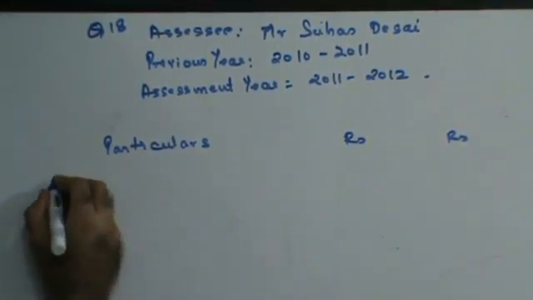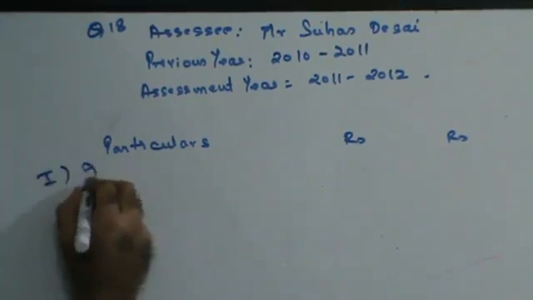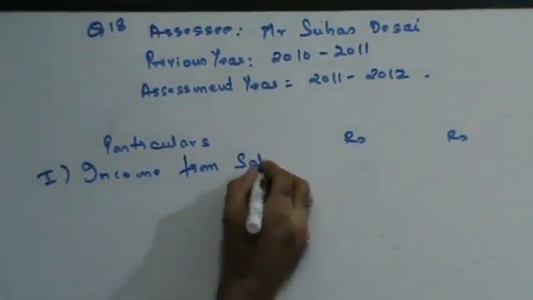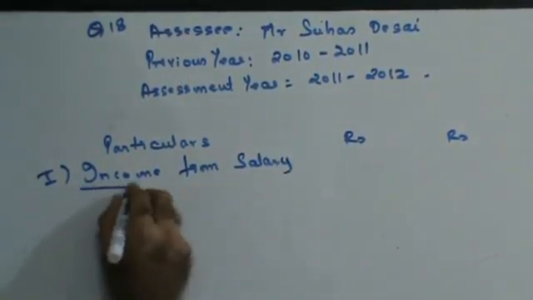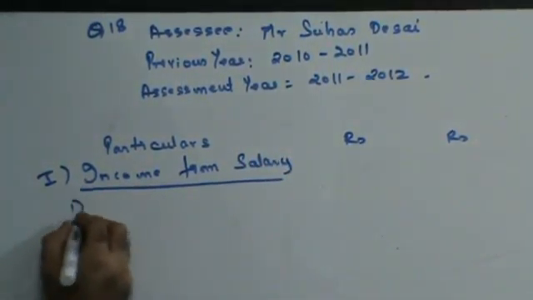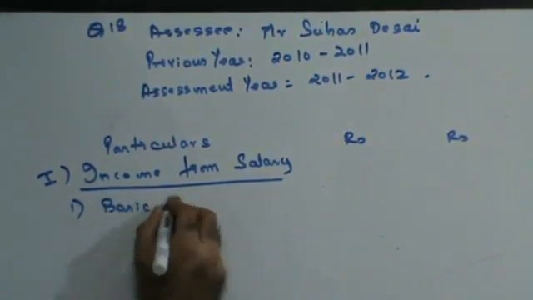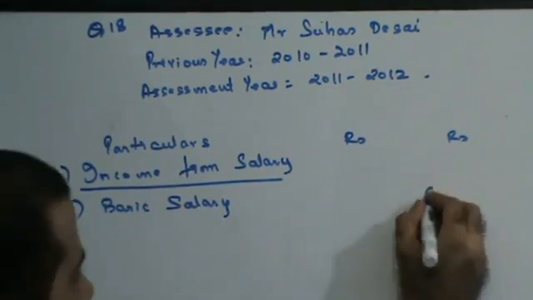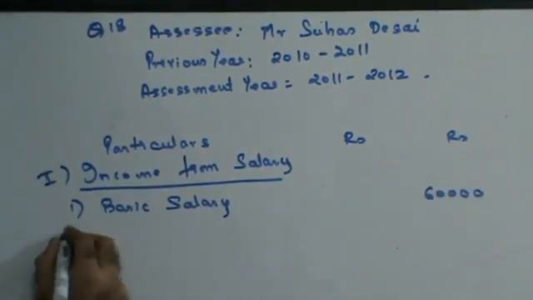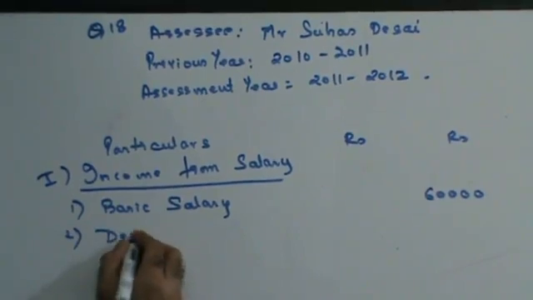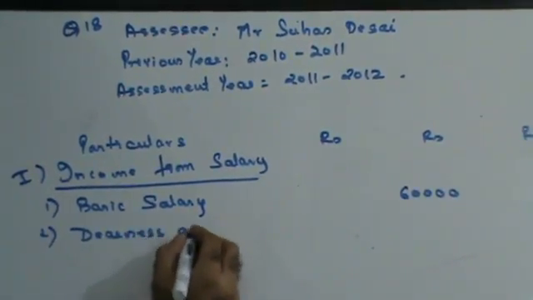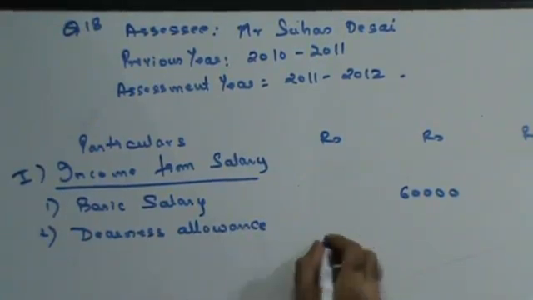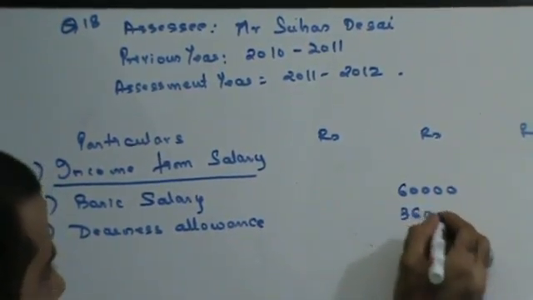Now, they've given you income from salary. First, basic salary. Basic salary is 5,000 rupees per month. So for the whole year it will be 60,000. Next, dearness allowance. Dearness allowance is 3,000 rupees per month, so 36,000.